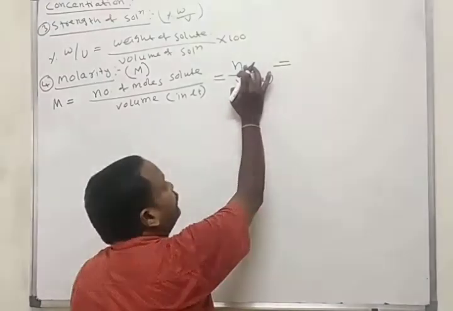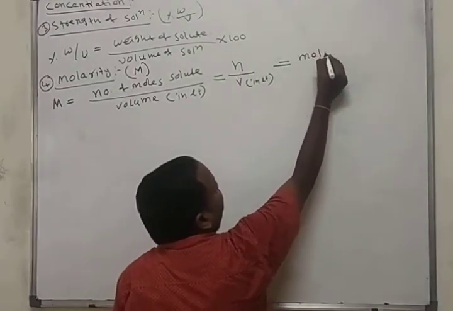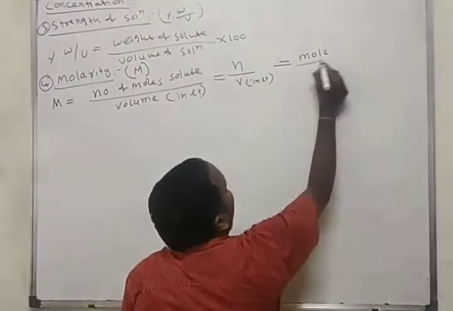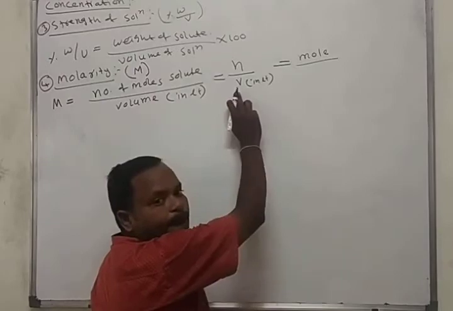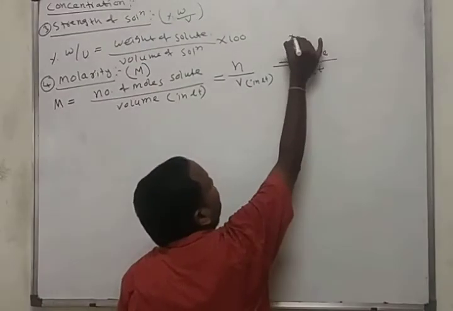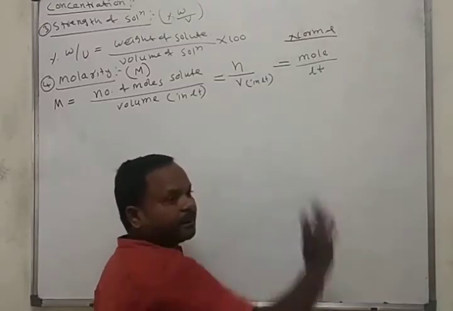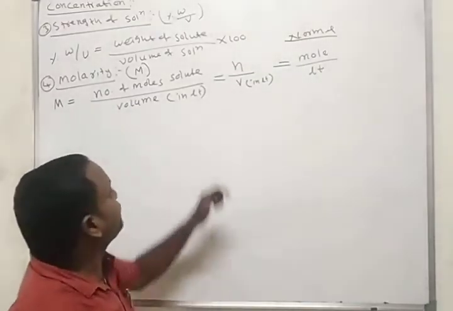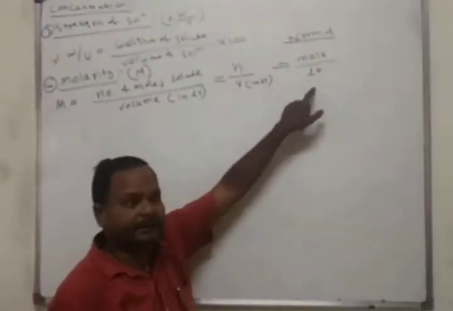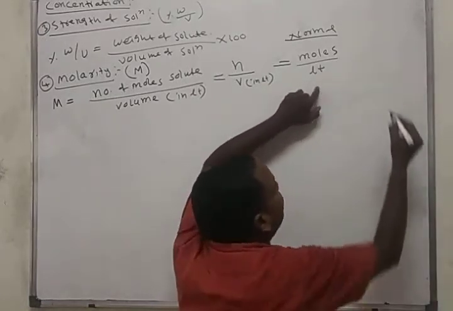Number of moles: the unit for the number of moles is mole. And the unit for volume in normal system is liters. That means the unit for molarity in normal system is moles per liter. Okay, in SI system.